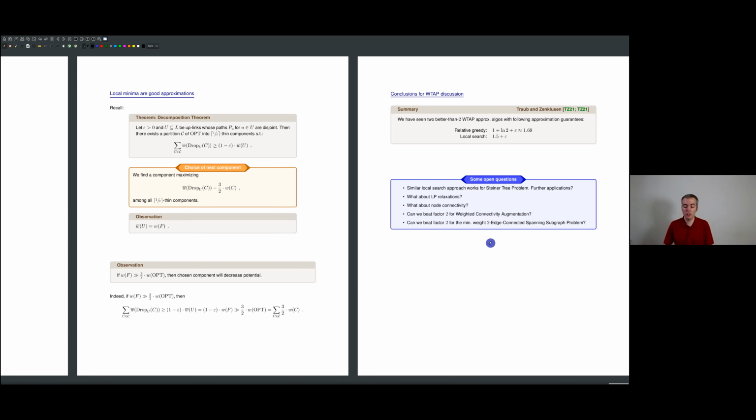And another problem is the min weight edge connected spanning subgraph problem, for which we also just know a 2 approximation so far. It would be nice to have better factors. Hopefully some of those techniques can help, but of course we don't know.